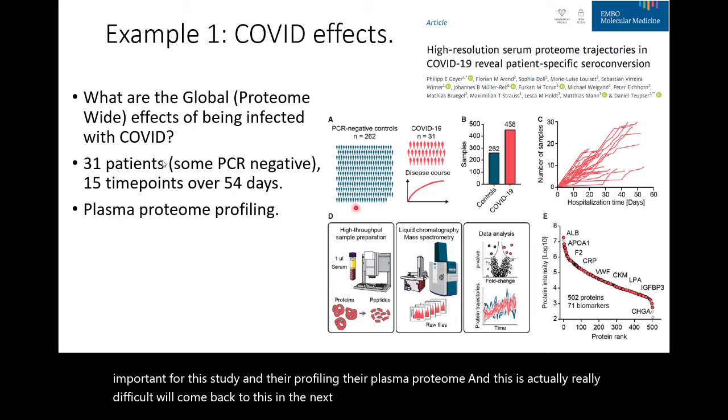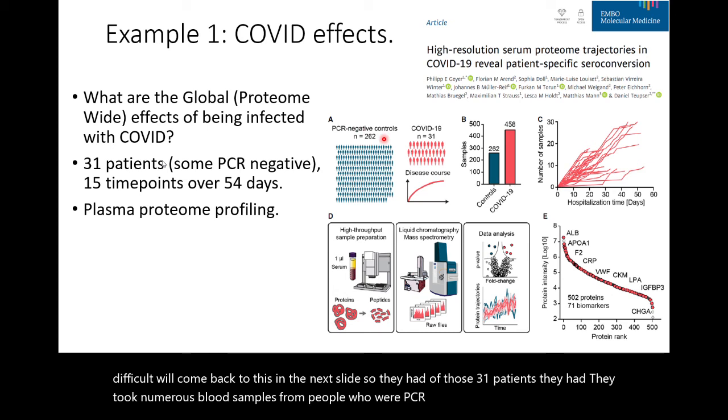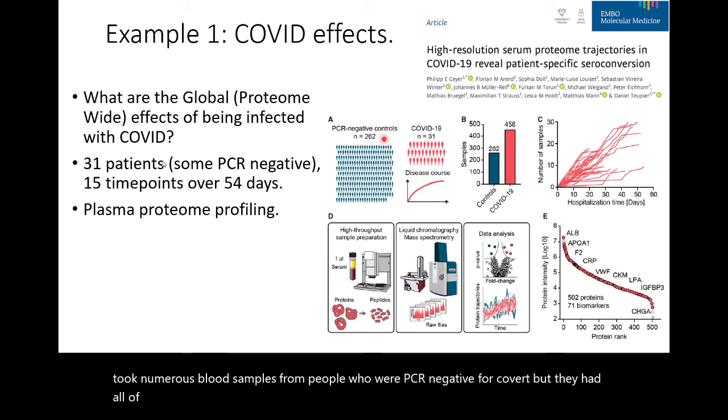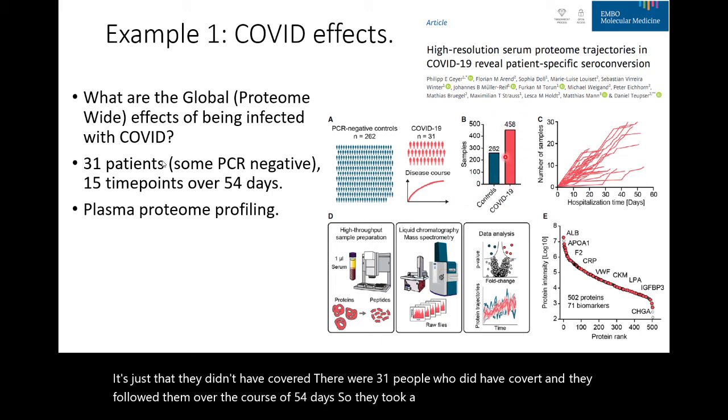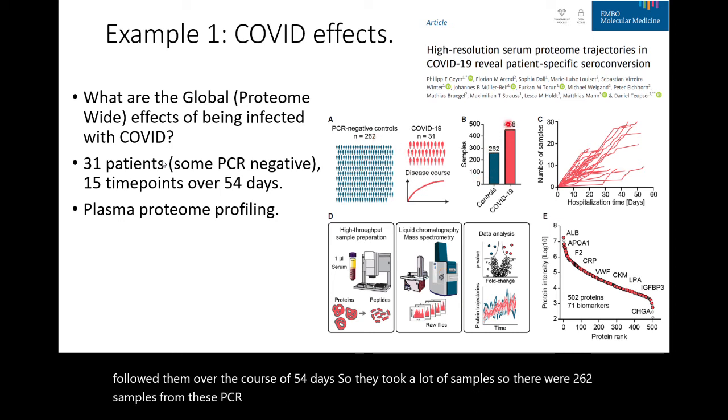So they had, of those 31 patients, they took numerous blood samples from people who were PCR negative for COVID, but they had all of the symptoms that you would normally associate with COVID. It's just that they didn't have COVID. There were 31 people who actually did have COVID, and they followed them over the course of 54 days. So they took a lot of samples. So there were 262 samples from these PCR negative people, and there were 458 samples from these COVID-19 infected people.